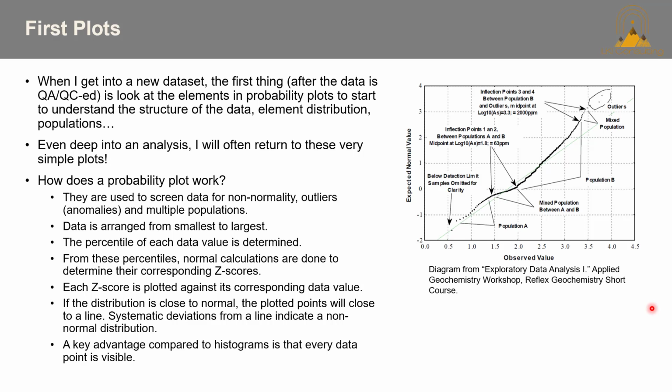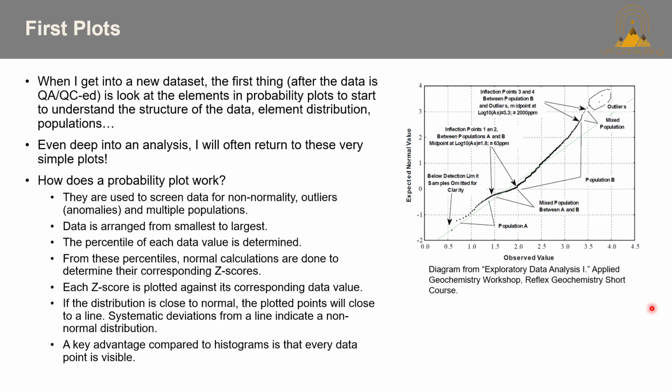The data here is arranged from the smallest to the largest. The percentile of each data value is determined, and then from these percentiles, normal calculations are done to determine their corresponding z-scores. Each z-score is plotted against its corresponding data value, and if the distribution is close to normal, the plotted points will be close to a line. Systematic deviations from the line indicate a non-normal distribution. A key advantage compared to histograms is that every data point here is visible.